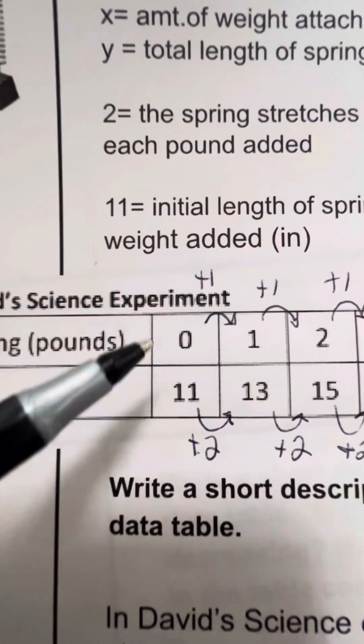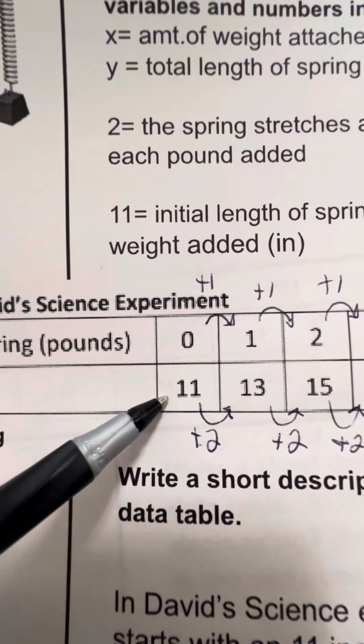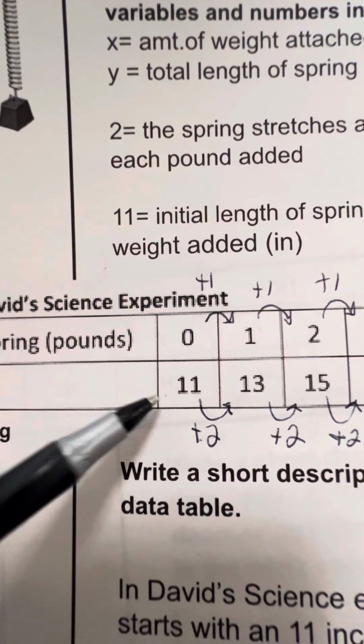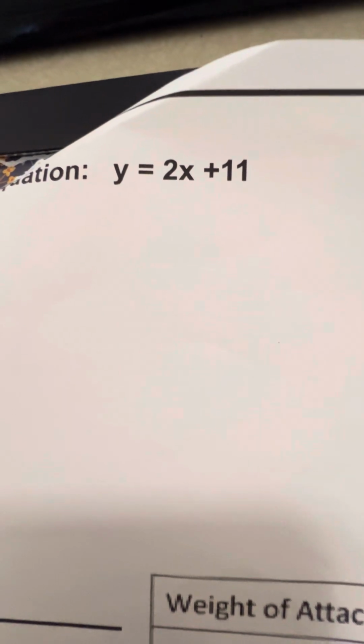So y equals 2x. And then we have that plus 11, and we get the plus 11 because at 0 weight, we have an 11-inch length of that spring. So that's my starting value right here. So that's how the equation comes about.